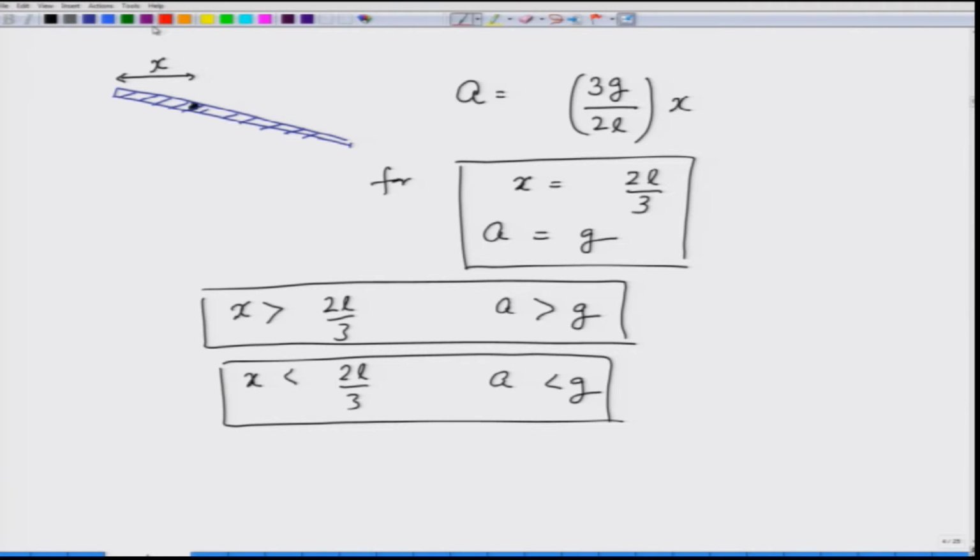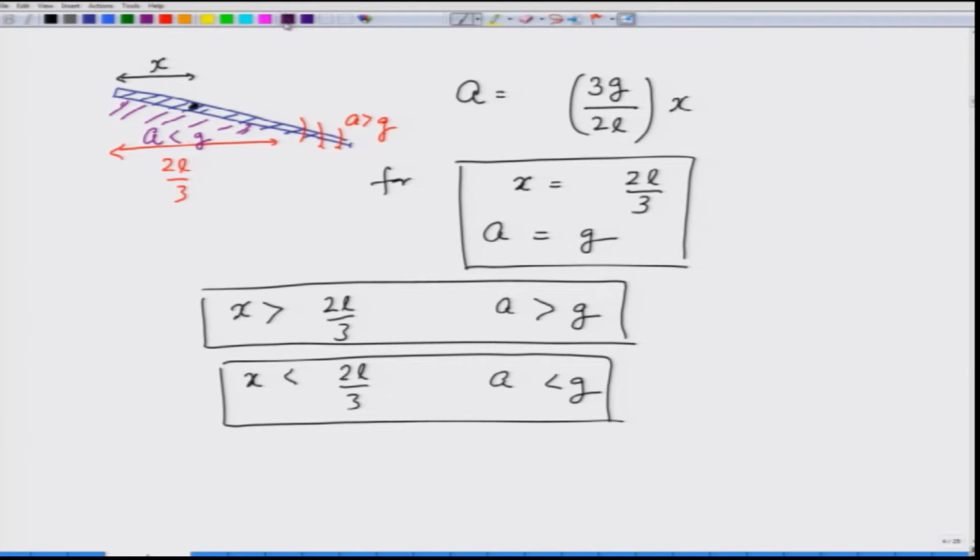Therefore, in the beginning, if I take this distance to be 2L by 3, all the points to the right of it are moving down with an acceleration a which is greater than g. All the points to the left of it are moving down with an acceleration which is less than g.